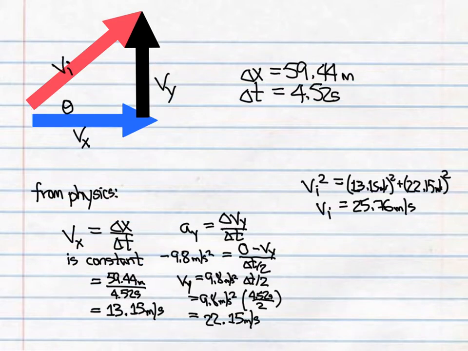By doing that out, Pythagorean theorem, I get Vi squared equals Vx squared plus Vy squared. When I add these squares and take the square root, I get an initial velocity of the football off of his foot of 25.76 meters per second.